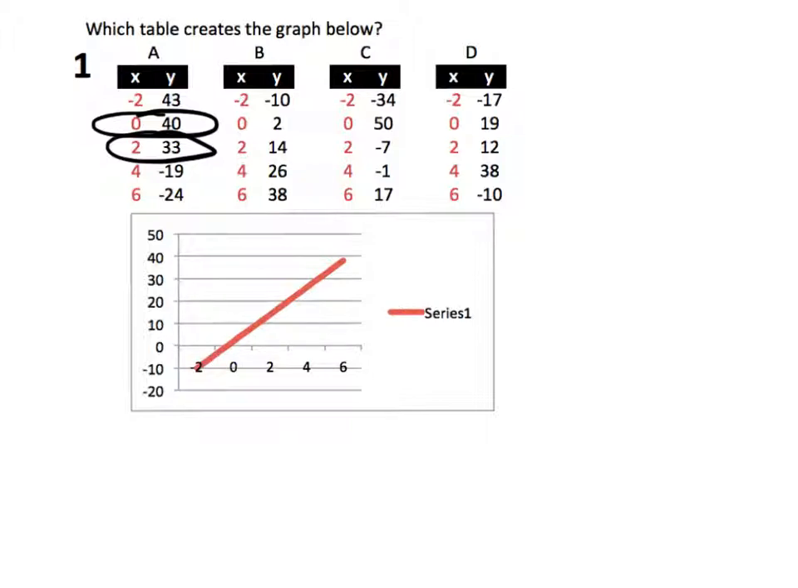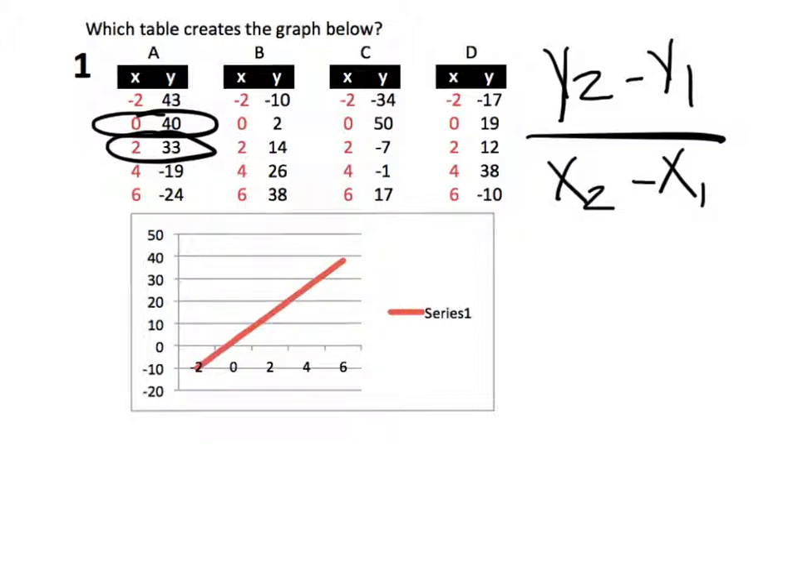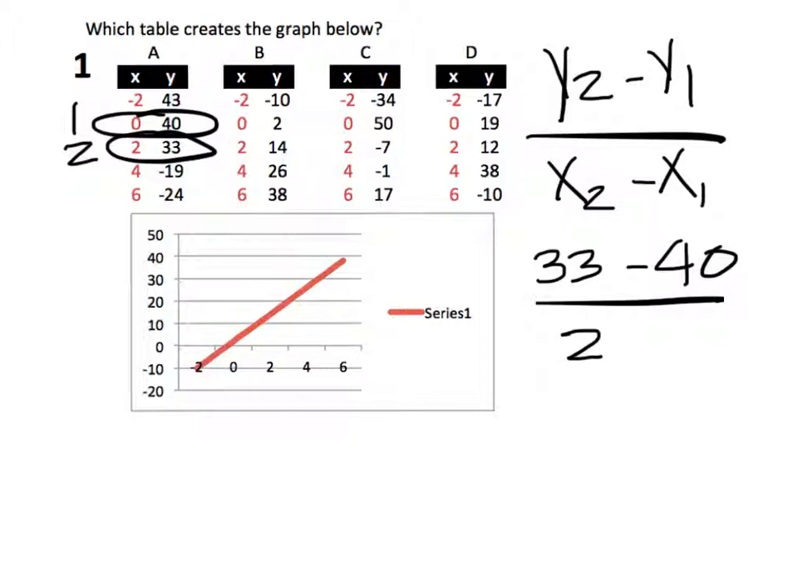So given 2 points, you have to create a linear equation. So from those 2 points, you must be able to find the slope. The formula for slope is y2 minus y1 over x2 minus x1. If you let this be the first point and this the second, then you end up with the following numbers in the formula. It'll be 33 minus 40 over 2 minus 0. So you end up with a slope that is negative 7 over 2.